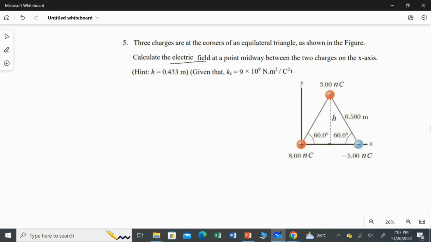Which place? At the midpoint, they mentioned here. So at this point, we are going to identify the electric field between the two charges on the x-axis. Clear? Because they did not mention which one is Q1 or Q2, we can take it as it is. So this one is Q1, this one is Q2, this one is Q3, and we know the rule for the electric field of a point charge, E is equal to KQ over R square, and this is the magnitude, right? So better we substitute this.